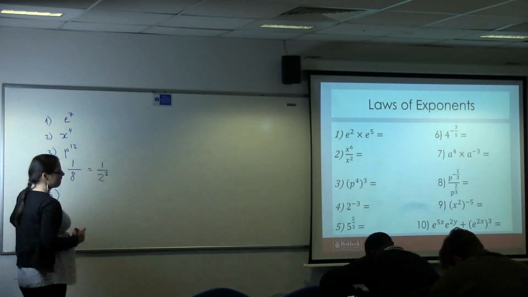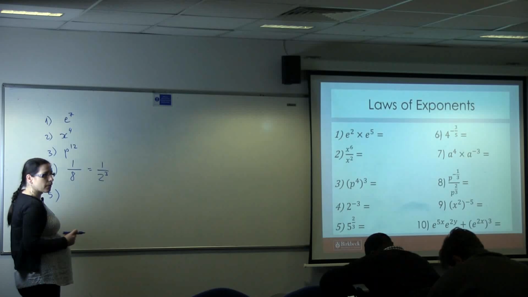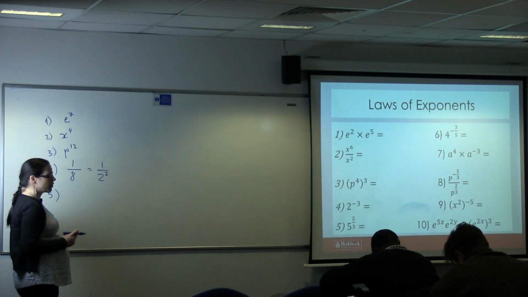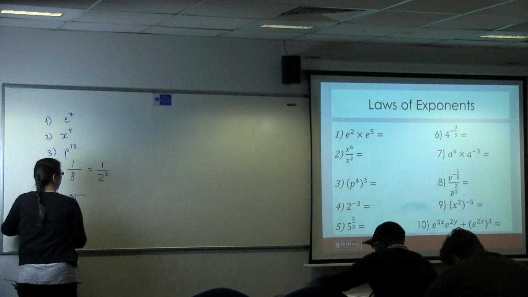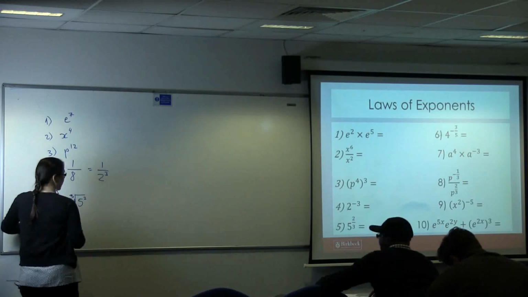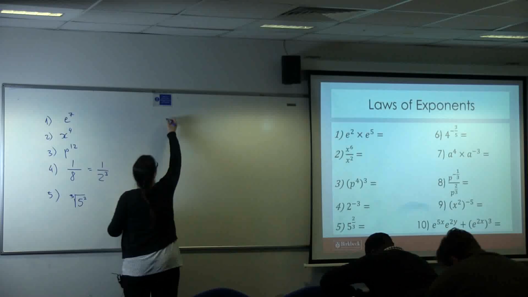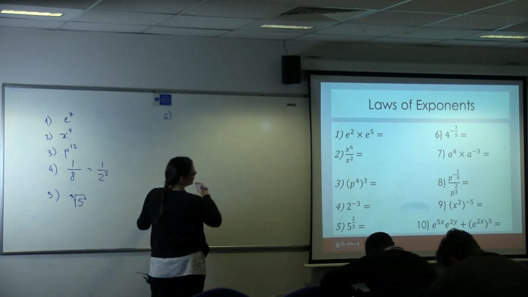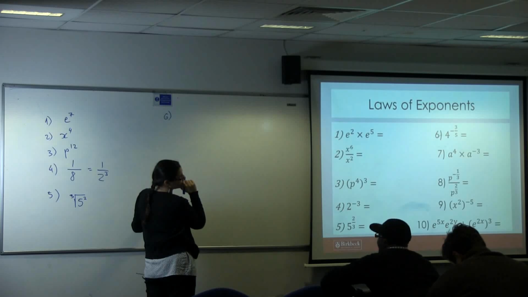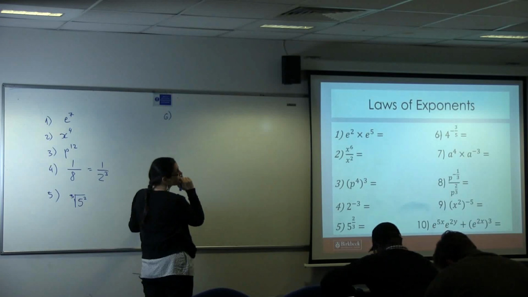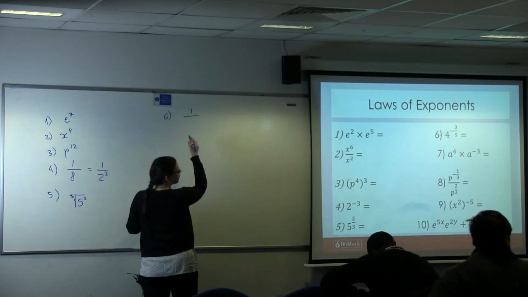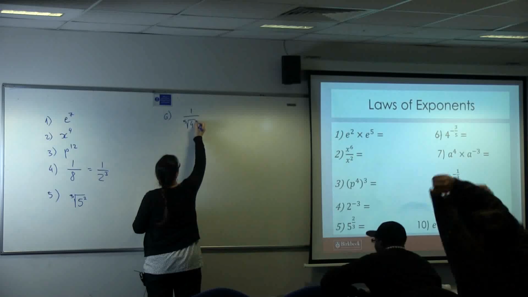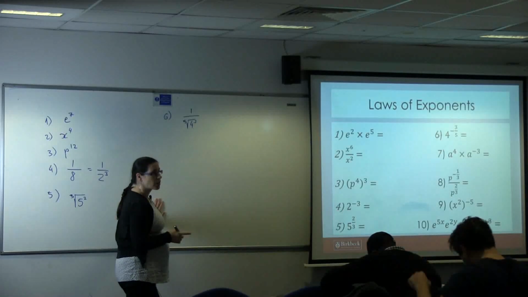Number 5. Which one is the root, the 2 or the 3? 3 is the root, so it's going to be the cube root of 5 squared. Number 6. Yes, the negative means 1 over, and then the fifth root of 4 to the 3. Again, 5 is in the denominator, so that's going to be your root.